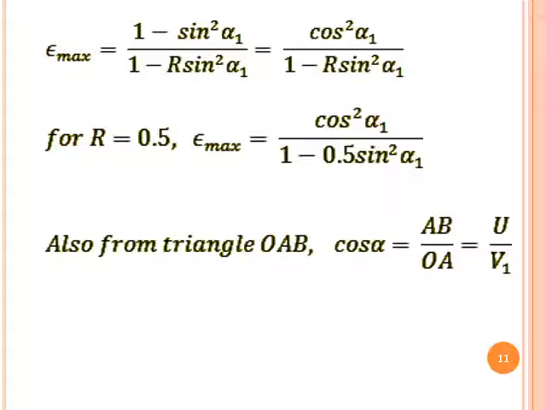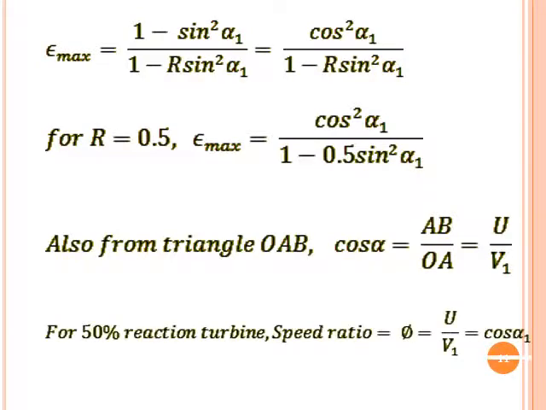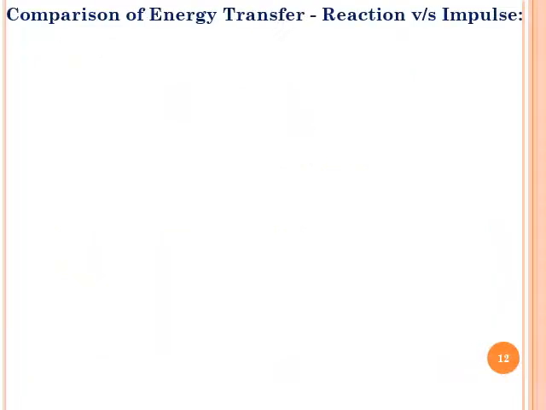Also from the outlet triangle OAB, cos alpha is equal to AB by OA. Here AB is equal to U and OA is the absolute velocity V1. So for a 50% reaction turbine, the speed ratio phi is given by U by V1, that is equal to cos alpha 1.